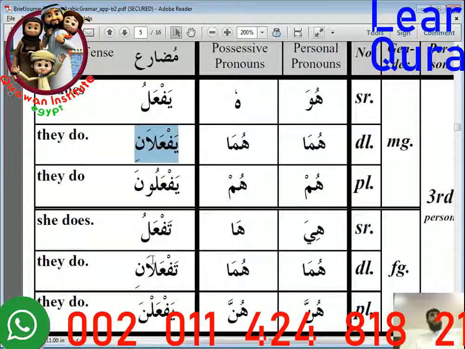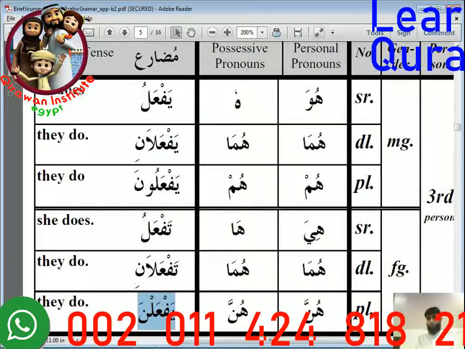So when you're reading in the Arabic, you would realize that what it is beginning with and how it is ending. So alif nun ending is showing you dual, waw nun ending is showing you plural, and no ending is showing you single. Okay, and then the last one is yaf'alna, they, meaning females, do something or they will do something. So in our example of dhahaba, it would be yadhhabna.